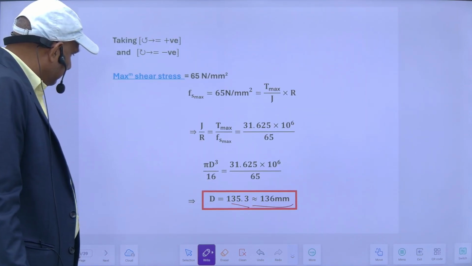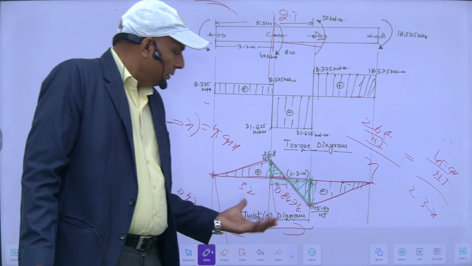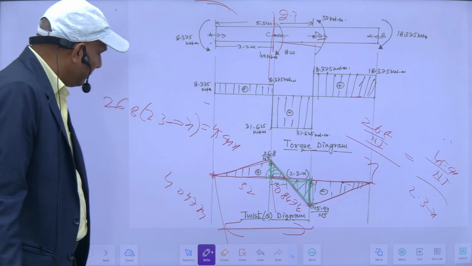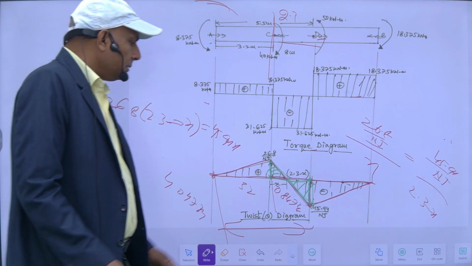So this is the position here. This is my theta diagram, this is my torque diagram. So this is a very good question.